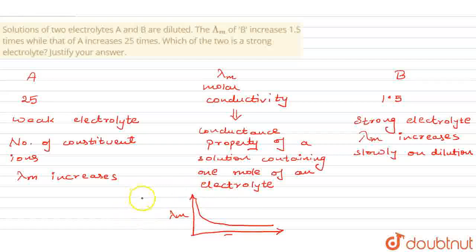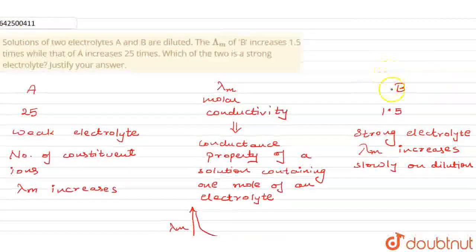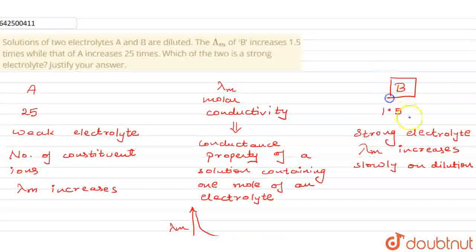So in short, the case is quite clear now that B is a strong electrolyte for sure because the value is increasing very slowly, and A is going to be a weak electrolyte. I hope you understood the explanation.